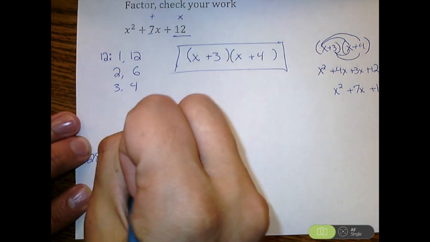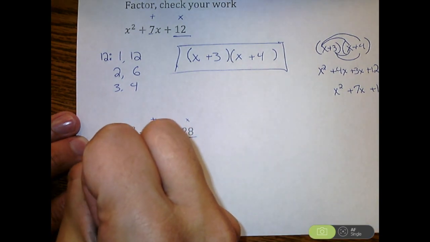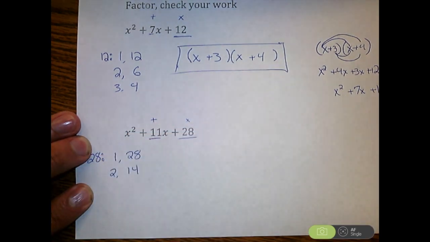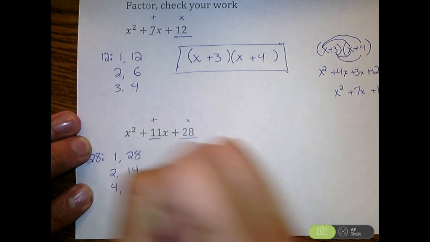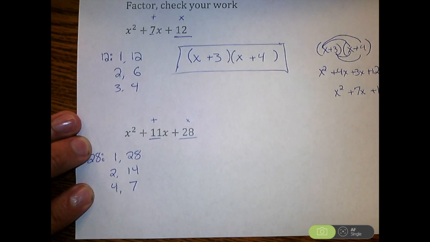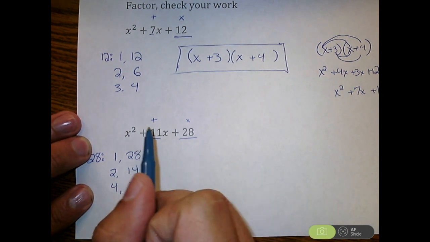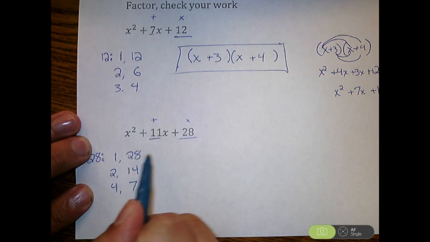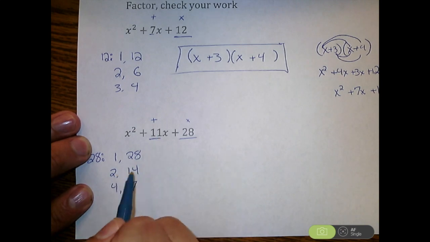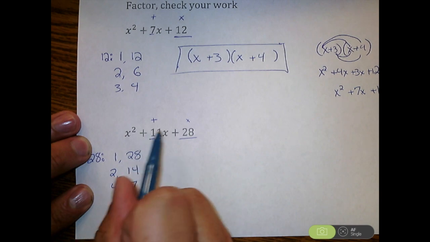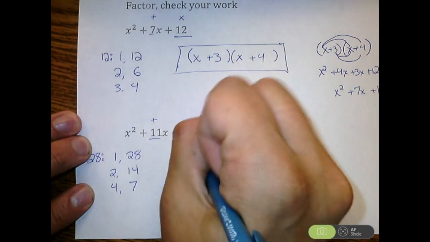So 1 times 28 is 28. 2 times 14. Let's think. 3 times anything? No. 4 times 7 will get us 28. 5, not going to work. 6, not going to work. So there's all my pairs. Now I want to see which of these pairs is going to add to 11. So 1 and 28, that'll give me 29. No. 2 and 14 gives me 16. No. Oh, 4 and 7, that adds to 11. So we think it's 4 and 7.